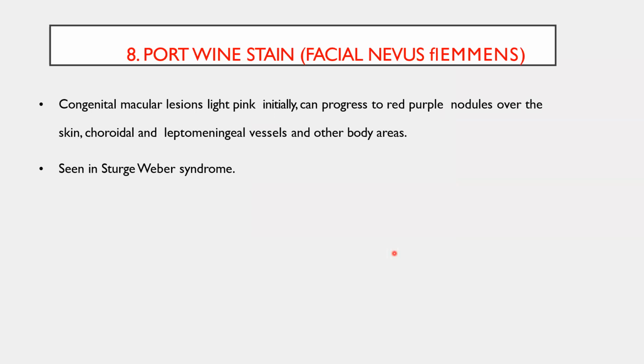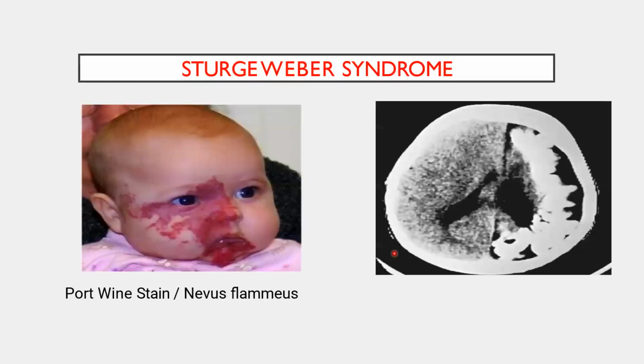Next one is port-wine stain. That is a congenital macular lesion, light pink initially, which can progress to red-purple nodules. It involves the skin, choroid, and leptomeningeal vessels along the cranial nerves, predominantly seen in the 5th cranial nerve distribution, classically described in Sturge-Weber syndrome. This is a port-wine stain involving the 5th nerve.